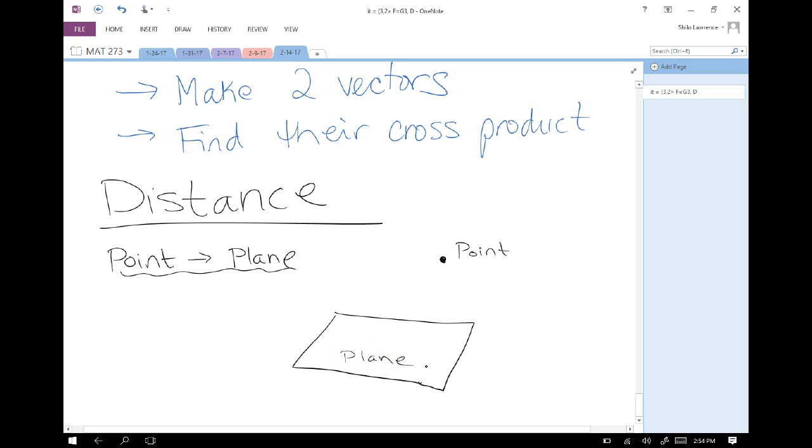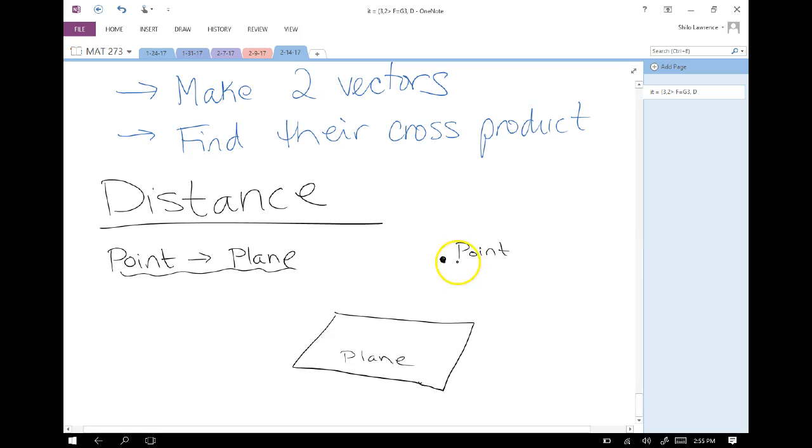So if I want to know how far apart the point and the plane are, what's the shortest distance between the point and the plane? There's an old saying about the shortest distance between 2 points, right? The shortest distance between 2 points is a straight line. The shortest distance between 2 objects in space is always going to be the perpendicular distance.